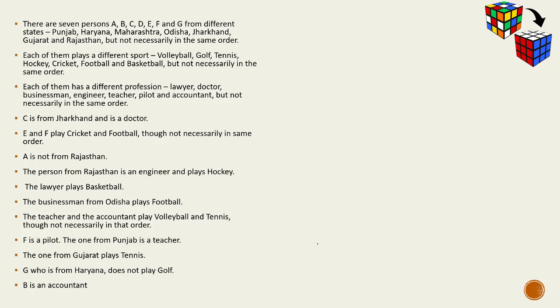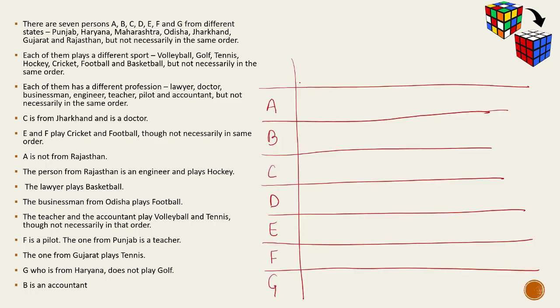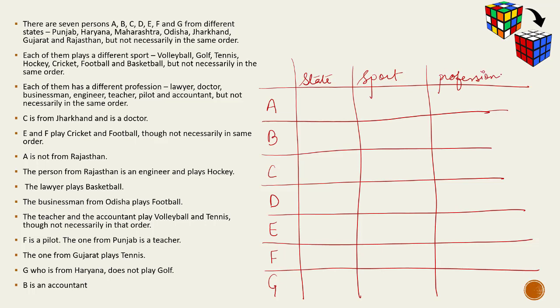Okay, so the best way to approach these questions is to make a grid, a tabular form. As we can see, the data has been given in the context of the names of persons, so the best way to keep the primary data is the name of persons. The first parameter to be matched is state, then sport, and then profession. So first we'll fill up the definite data.